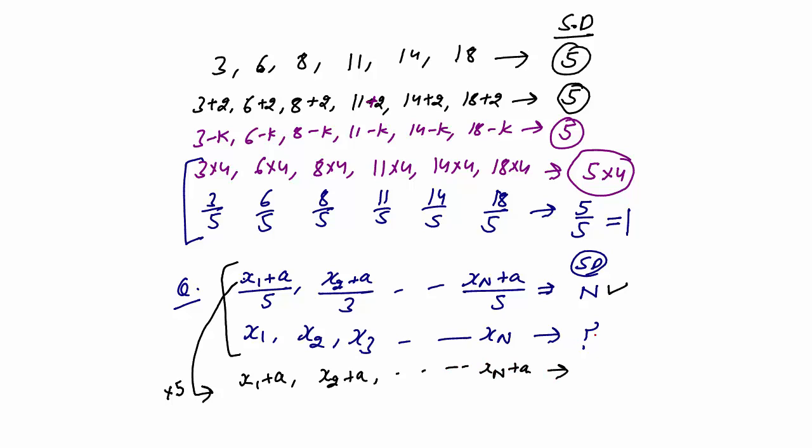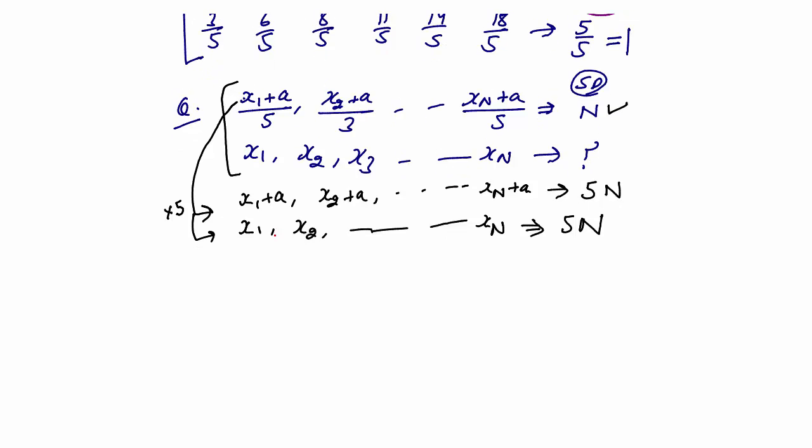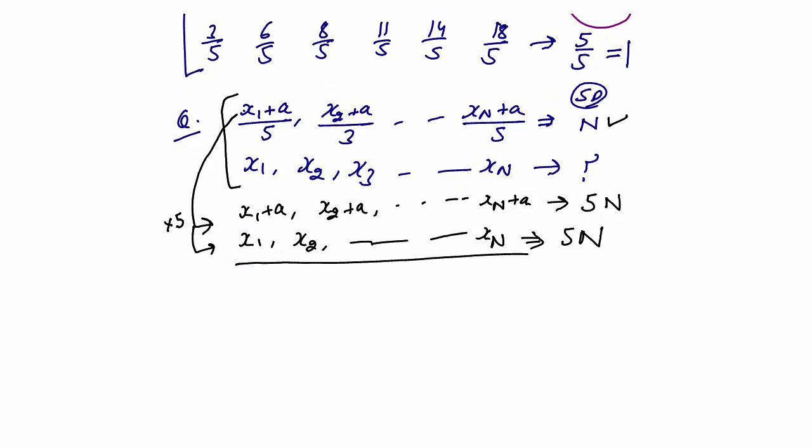Now if you multiply each term by 5, the standard deviation will also get multiplied by 5. This will be equal to 5n. That is the standard deviation of this. Now subtract a from each and every term. This gives x1, x2 and so on up to xn. If you subtract a from each term, standard deviation does not change. As I told you, in case of addition and subtraction of the same constant from each value, standard deviation remains the same, and this will be 5n. So the answer: the standard deviation of x1, x2, x3 up to xn will be equal to 5n. Very important question. These kinds of questions can come in your exam.